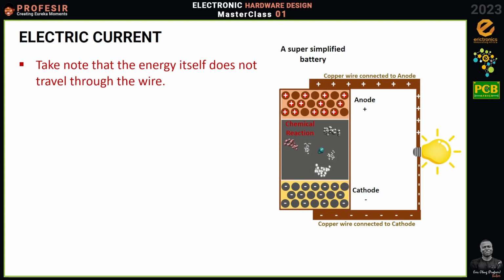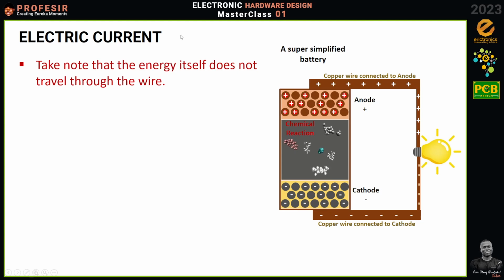You see, the energy of the electron is not the energy that powers the load. Yes, the electrons do get energy, but that is not the energy that powers our load. I'll explain very soon, so take note of that. The energy doesn't flow through the wires.